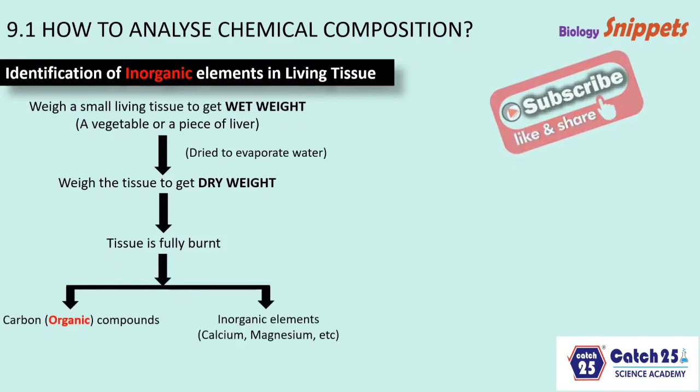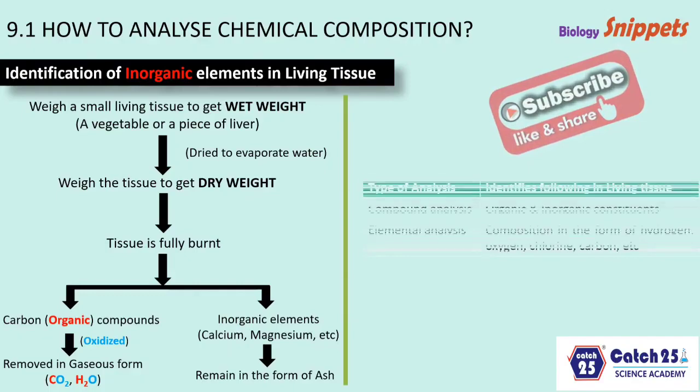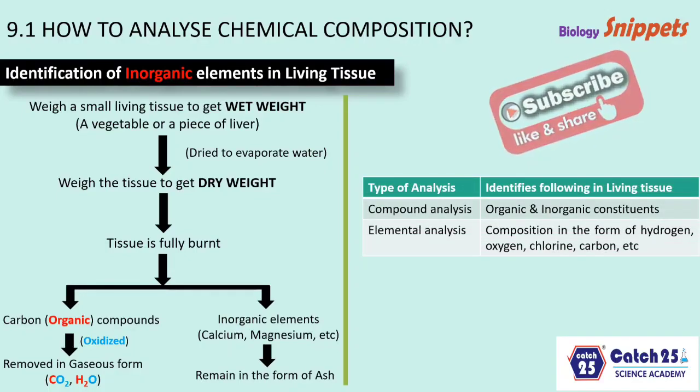Let us recollect that this tissue which is being burnt has both organic and inorganic compounds in it. All the carbon-containing organic compounds will be lost in gaseous form, such as carbon dioxide and water vapor, while the inorganic compounds are obtained in the form of ash. In a nutshell, we have two types of analysis, compound analysis and elemental analysis, as summarized in the table.